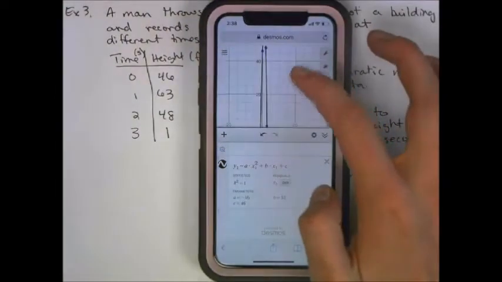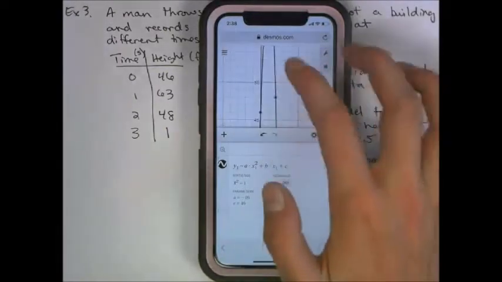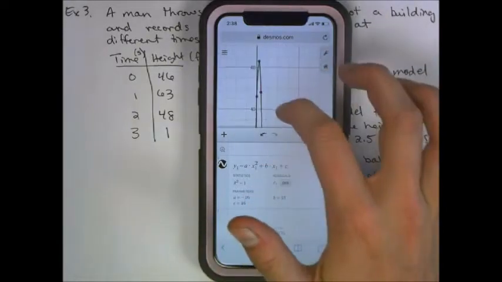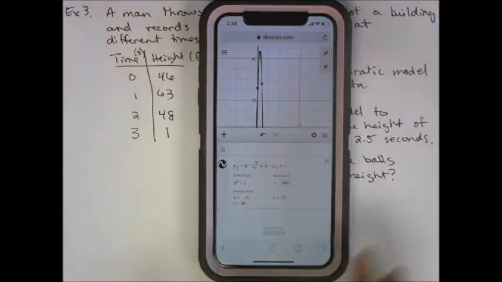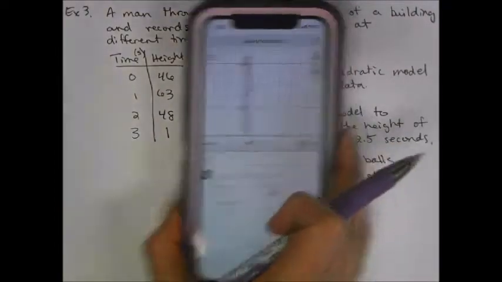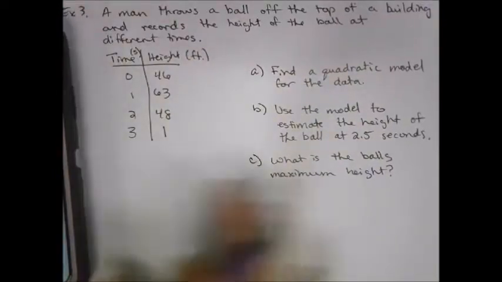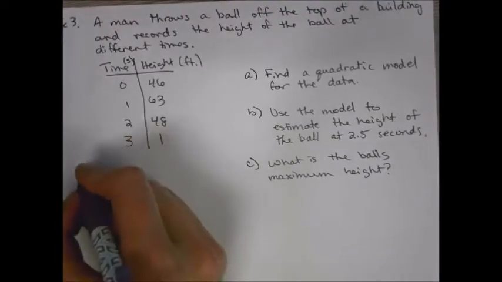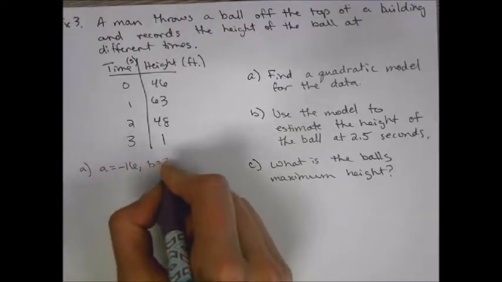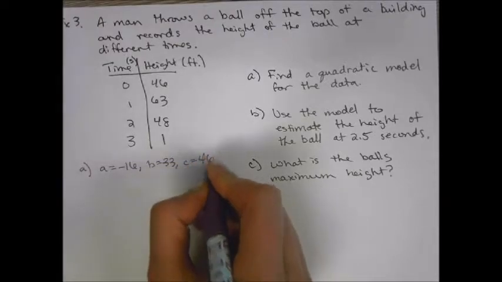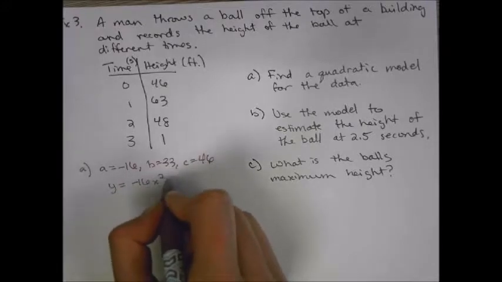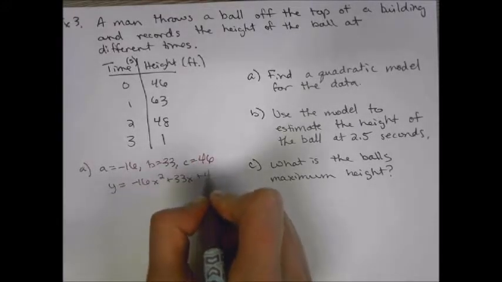And so here's our information. If we notice, our curve is hitting most of our points. And they gave us our letters. Our r squared is 1, so that means 100% of our values fit this line. So for A, we have A equals negative 16, B equals 33, C equals 46. So our model is y equals negative 16x squared plus 33x plus 46.